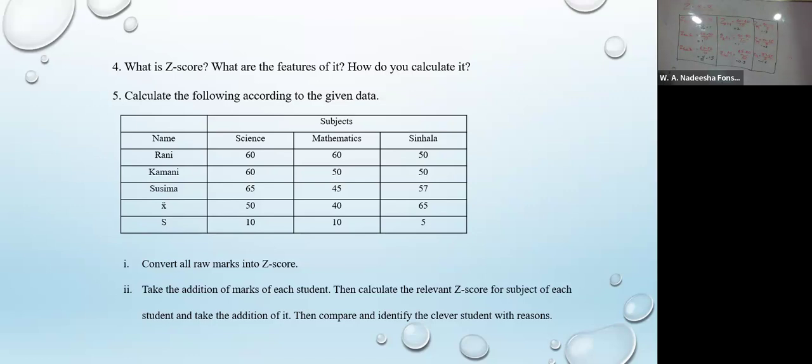Then take the addition of marks of each student, then calculate the relevant Z score and take the addition of it, then compare and identify the clever student with reasons.